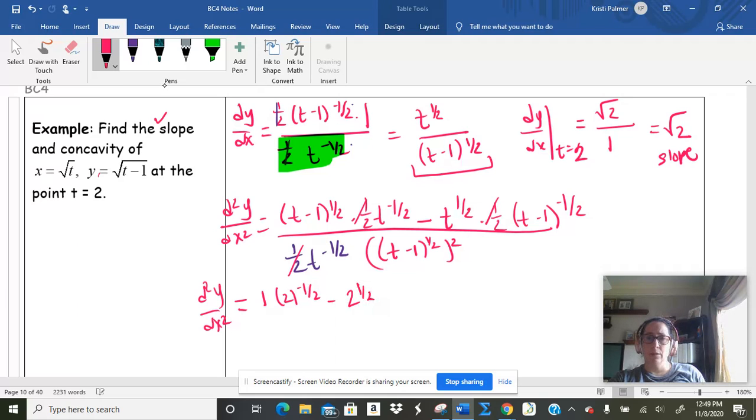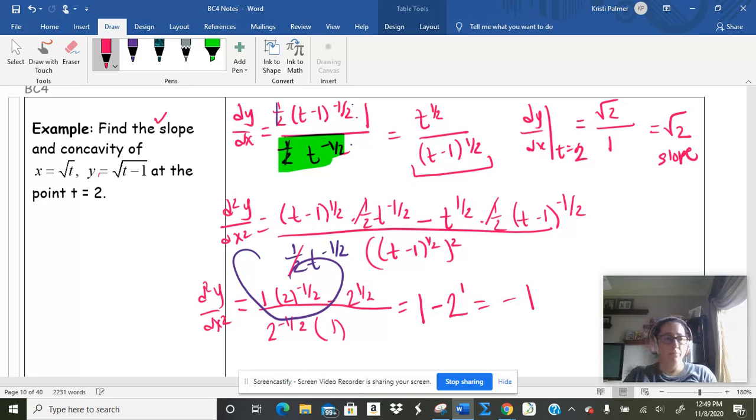2 to the 1/2 times 1 all over 2 to the negative 1/2 times 1 again. So I'm going to go ahead and put those together. So it's kind of my heartbreaker. So those go to 1 minus 2 to the first, which would be negative 1. So a negative is less than 0, so I know that the curve is concave down.